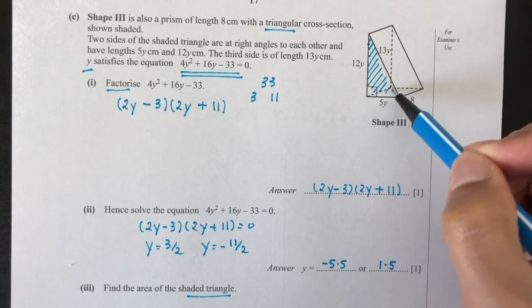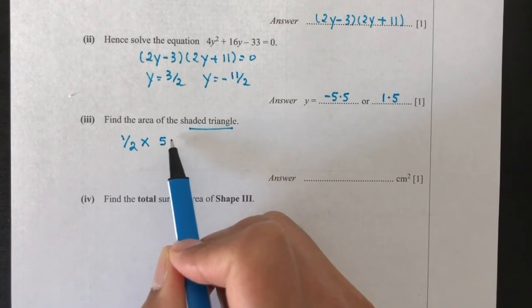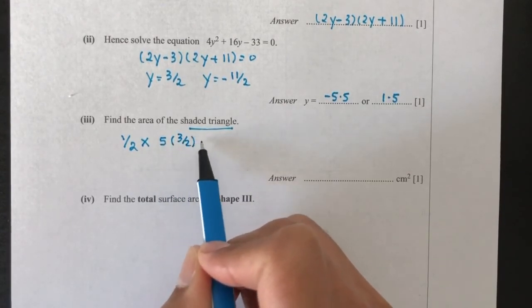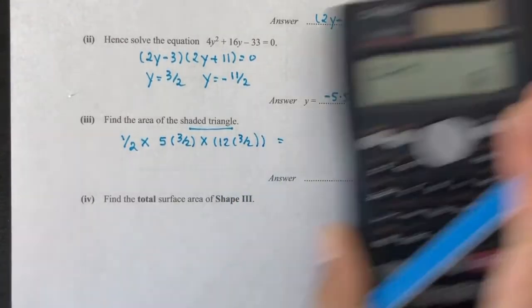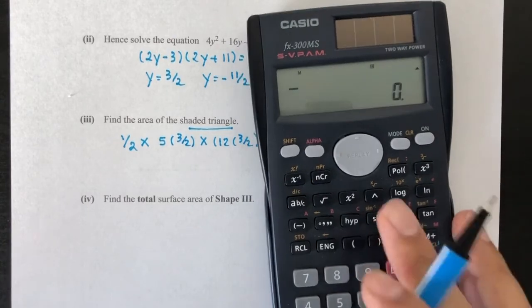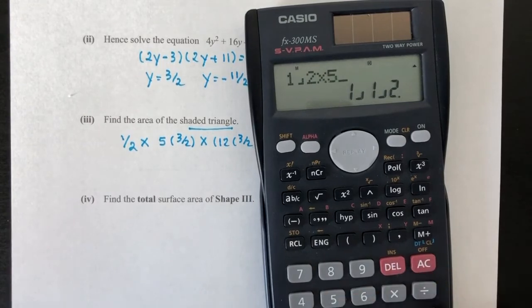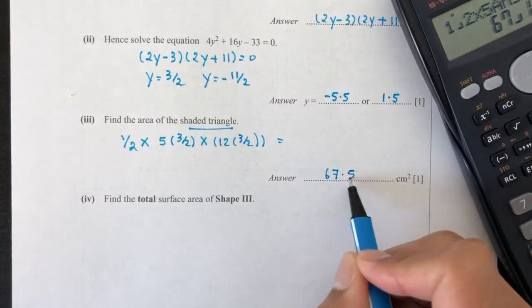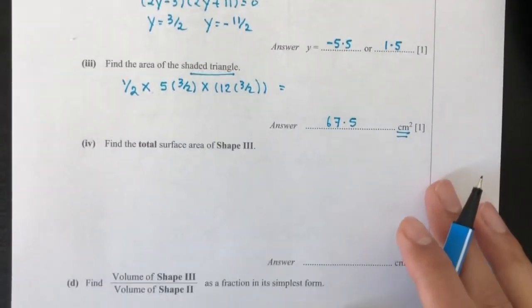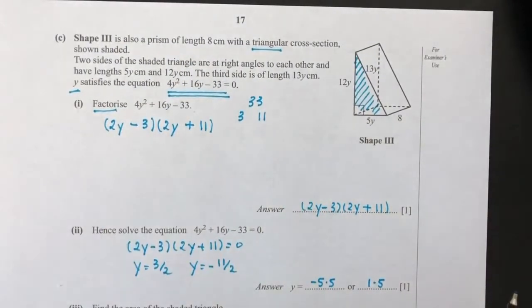So how do you find the area of a triangle? As you know by now, it is half times base times height. So half times base, it is 5y. y will be 3 over 2, times height will be 12 times 3 over 2. Let's see what we get. So 3 over 2 is your answer. So half times 5 answer times 12 answer. That should be 67.5 centimeter square. Now for this part, find the total surface area of shape 3. So let's count. What will be the surface area?